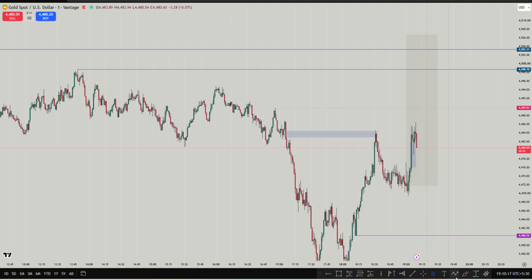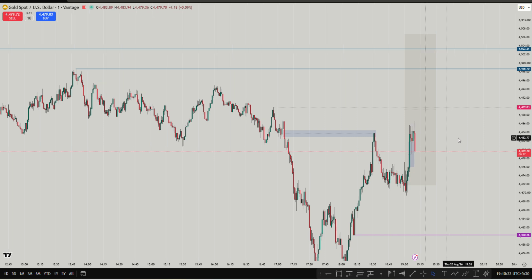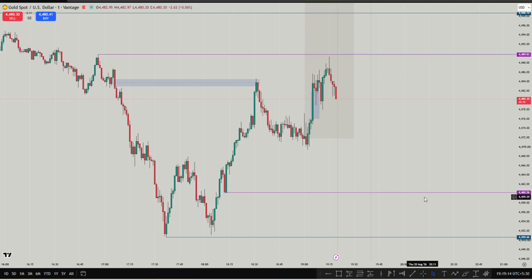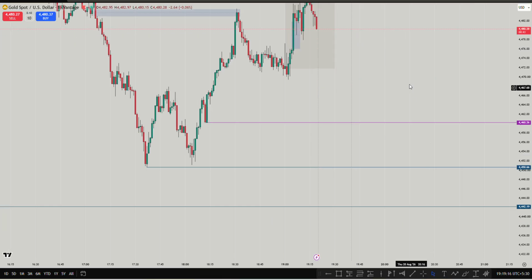From here, we can expect another buy side move like this. Let's see what happens. If the market breaks this level, 4489, we can target these and these. If the market breaks that level, we can target that and that.